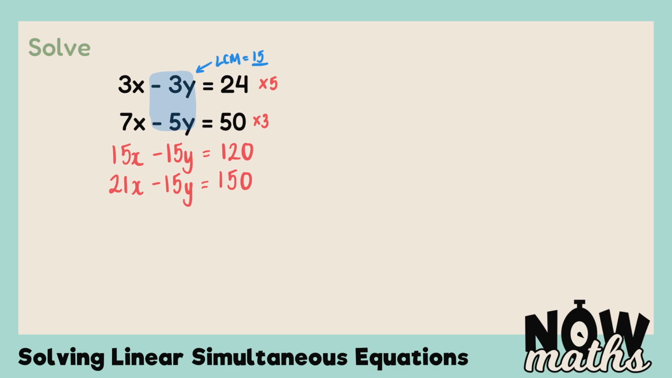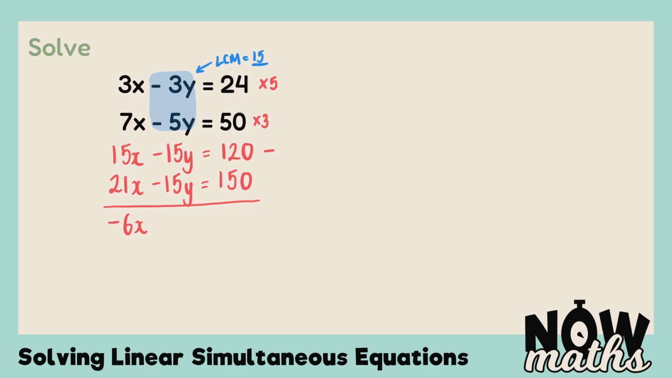Now if we have a look, we have a 15y in each, and both are negative, so we subtract the equations, because negative 15y subtract negative 15y is the same as negative 15y add 15y, which gives us 0. So subtracting, we have 15x subtract 21x, which is negative 6x.